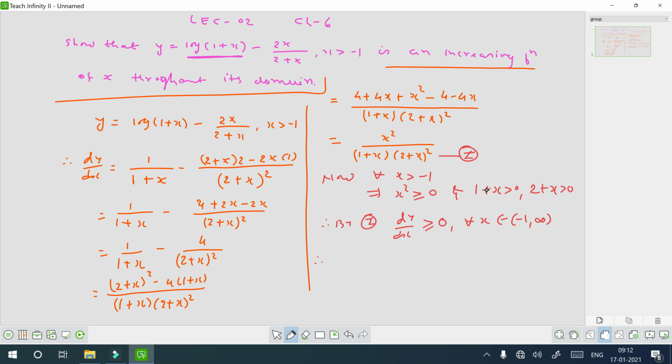And therefore the given function is an increasing function in its domain, minus 1 to infinity. Is it clear to all of you? Yes. Let us see the next example.